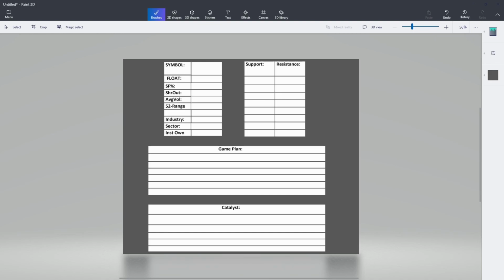So what you're looking at here is a trading plan template. And this is for newer traders, beginner traders. This is to help you in developing a routine for developing a trading plan. We're going to go through, we're going to fill this out.